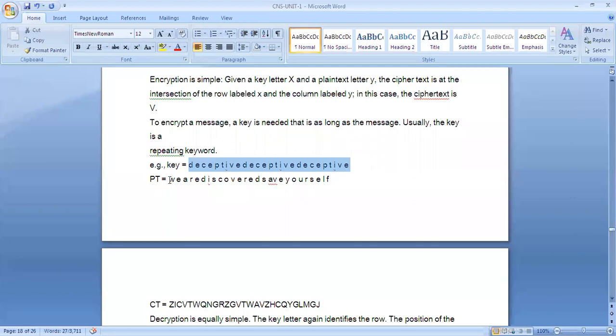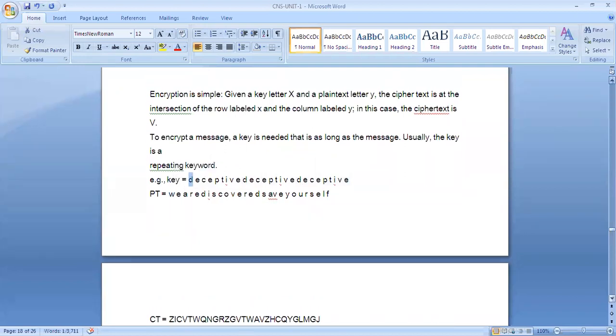So after writing the key, now you have to compare. What is the first letter in the plain text? W. What is the first letter of the key? D. So now we have to consider.